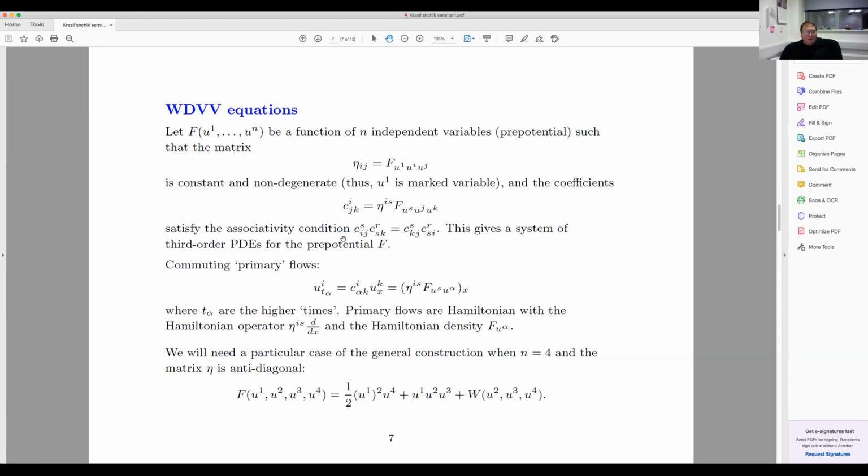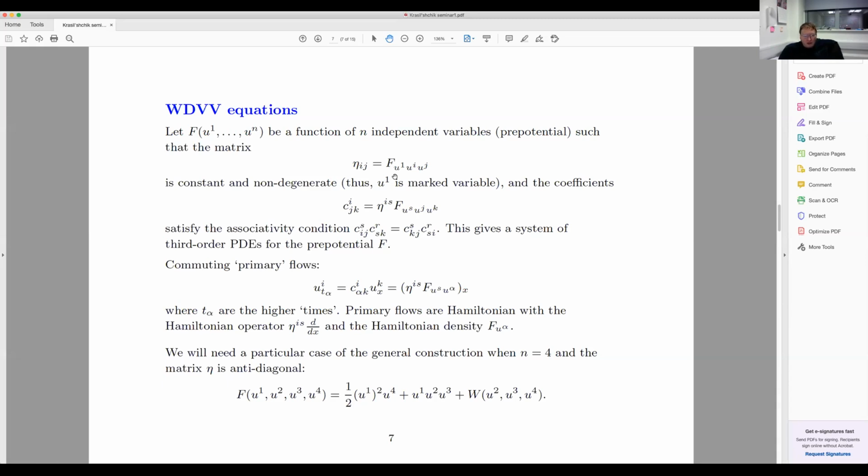And we require that they satisfy the associativity conditions, so that the algebra with these structure constants is associative. It's clearly commutative, because partial derivatives j and k commute. So it's a commutative algebra by definition, and we also require it's associative. Clearly, these associativity conditions give a complicated system of third order PDEs for the function F.